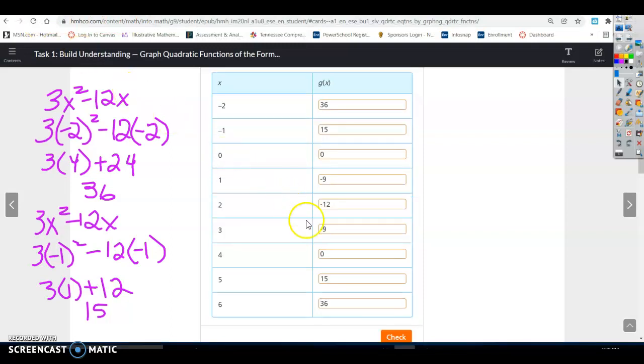All right, hopefully you completed the table and kind of look and see how this goes from 36 down to -12, and then it goes back up to 36. So you can see that we've got 36 and 15, 36, 15, and we've got 0 and 0, -9 and -9, and then -12 is in the middle. So if you graphed all of these points, you could determine that this right here would be your vertex. That's your turning point. It went down so far, and then it started going back up again.